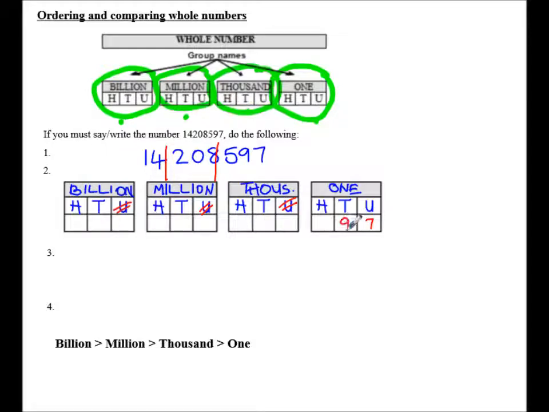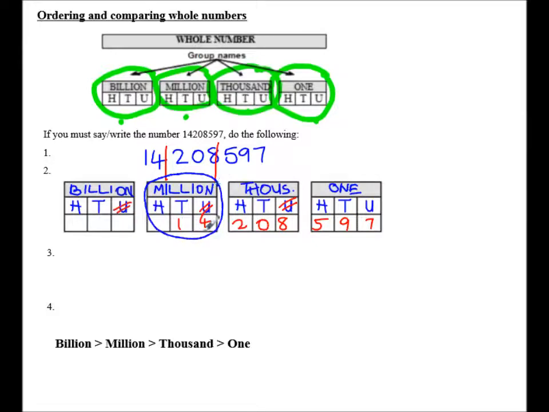7, 9, 5, 8, 0, 2, 4, 1. I choose to do it this way to ensure that I don't leave any spaces or put it in the wrong column. So, in order to read the number, all we're going to do is look at each group at a time.